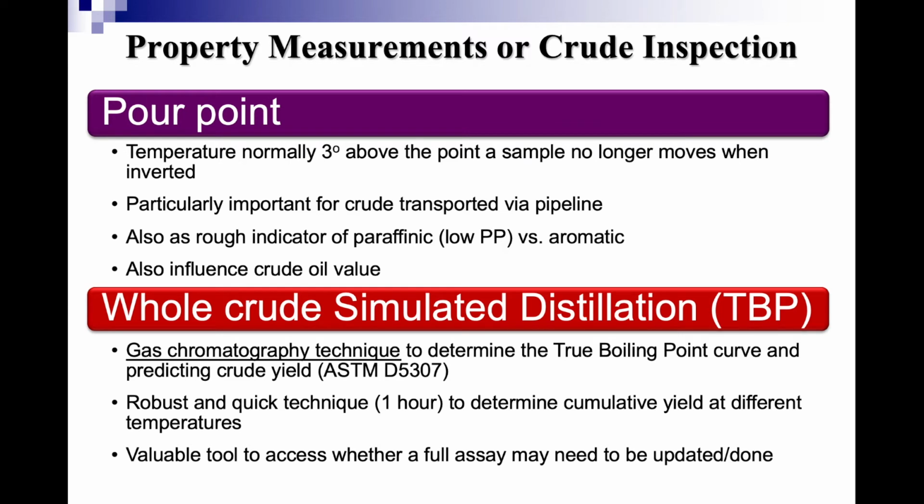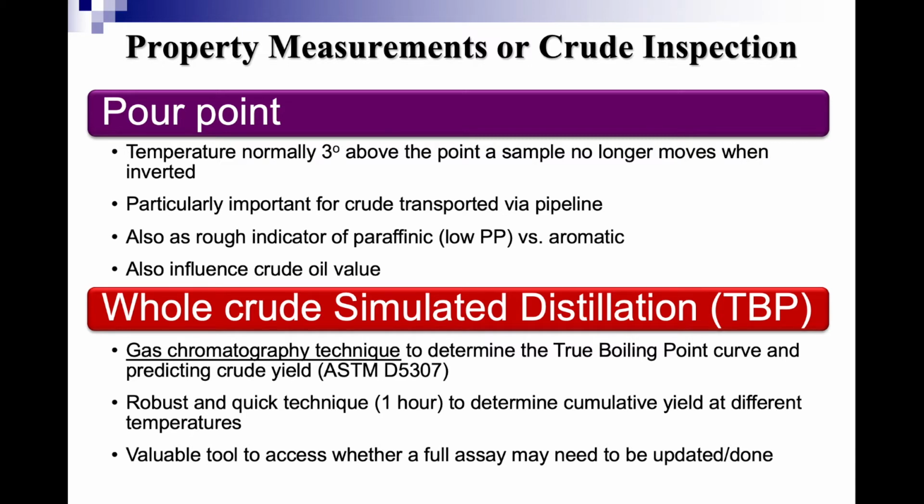Okay, next one is pour point. Pour point is the temperature, normally 3 degrees above the point at which the sample no longer moves when inverted. It is particularly important for crude transported via pipeline. The transportation of the crude will be discussed and discovered by you during the SEL lecture, so make sure that you get more info on that. Also, it is a rough indicator of paraffinic, low pour point, versus aromatic, which also influences the crude oil value.